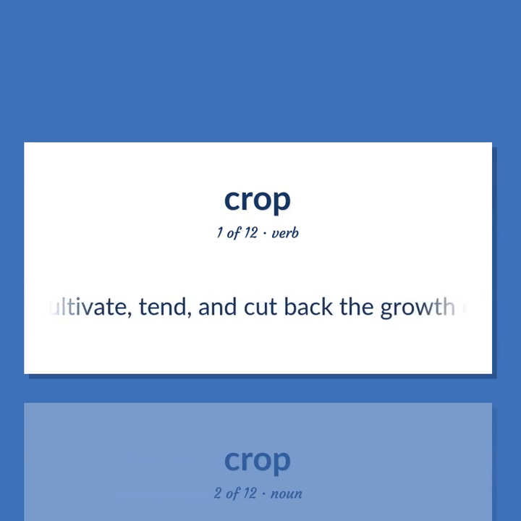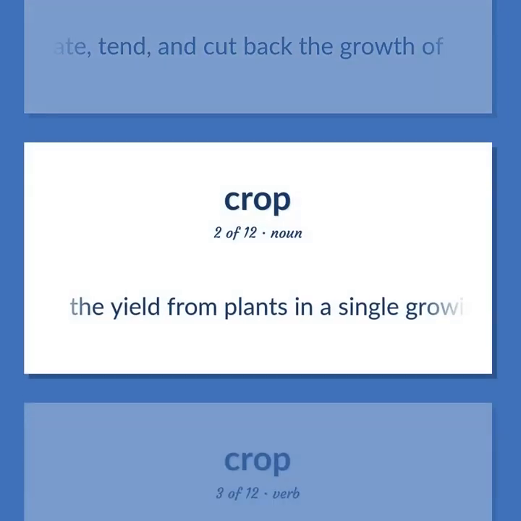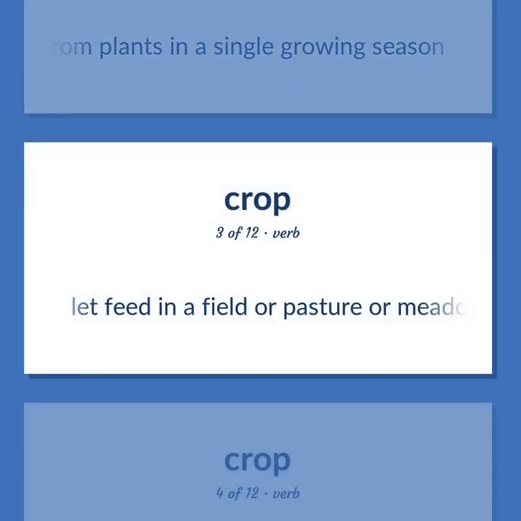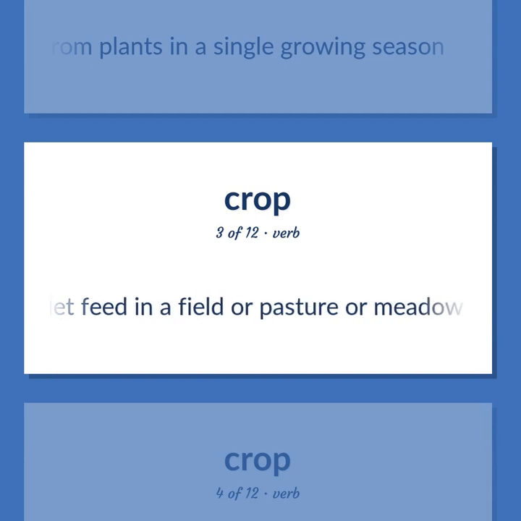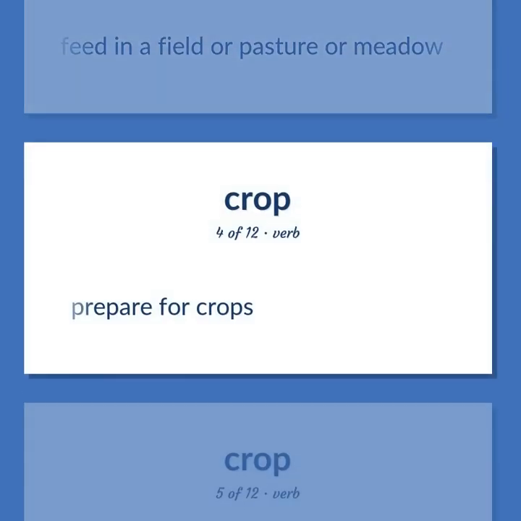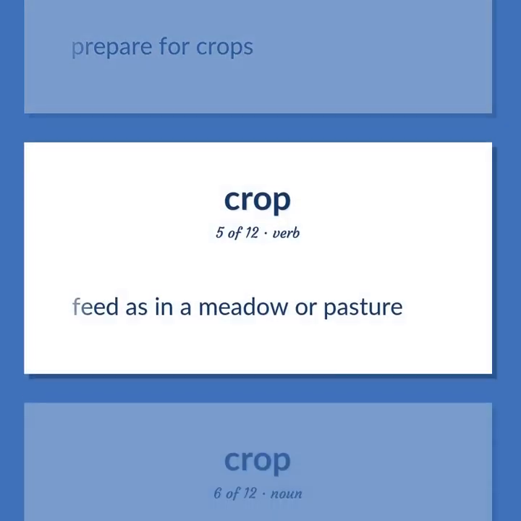Cultivate, tend, and cut back the growth of. The yield from plants in a single growing season. Let feed in a field or pasture or meadow. Prepare for crops. Feed as in a meadow or pasture.